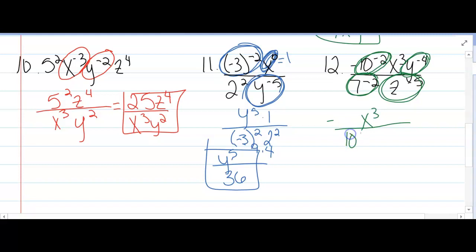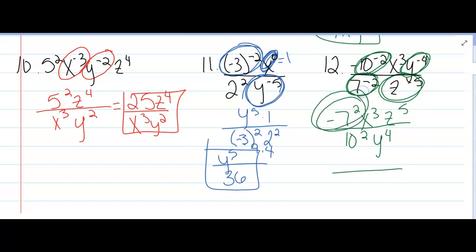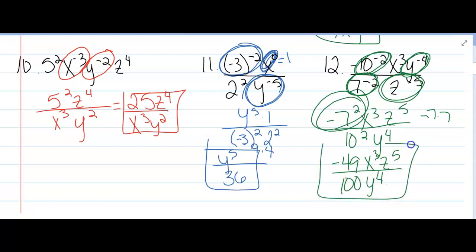So the 10 goes to the denominator, the y goes to the denominator, the 7 goes to the numerator, and the z goes to the numerator. And remember, when you flip those, it's going to change all of those signs. So in the numerator, once again, there's no parentheses here, which means I'm only squaring the 7, so it's still going to be negative. It's going to be negative 7 times 7, which is negative 49. And then x cubed, z to the fifth, 10 squared gives me 100, y to the fourth.